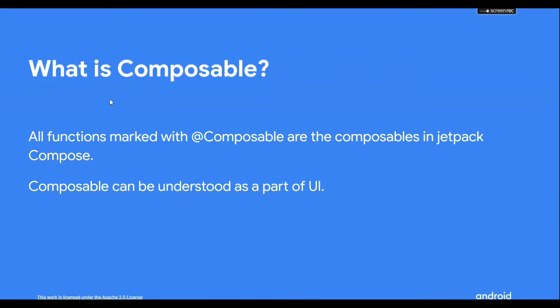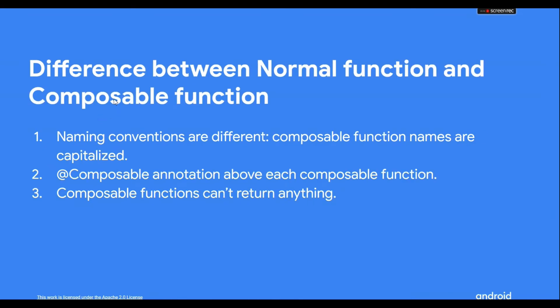Okay. So now, what is a composable? A composable is nothing but a small unit of a component or a UI. As I already told you, a web application or Android application has many components. It may be a card, a carousel, a navigation bar, and many other things. All functions marked with @Composable are composables in Jetpack Compose. A composable can be understood as a part of the UI.